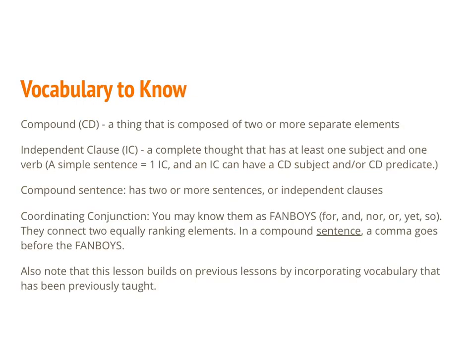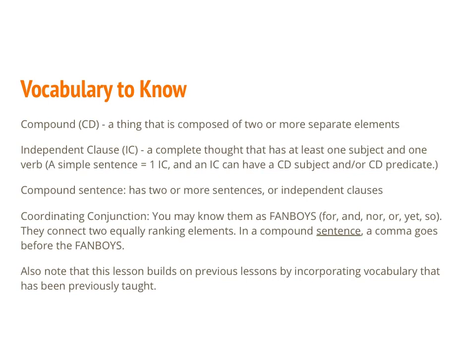First off, you need to know that the word compound is a thing that is composed of two or more separate elements, as in whole elements. An independent clause, we'll be working with those today. An independent clause is a complete thought that has at least one subject and at least one verb. A simple sentence is equal to one independent clause, and an independent clause can have a compound subject and/or a compound predicate. Also, you need to know that a compound sentence has two or more sentences in it, or should I say, two or more independent clauses.